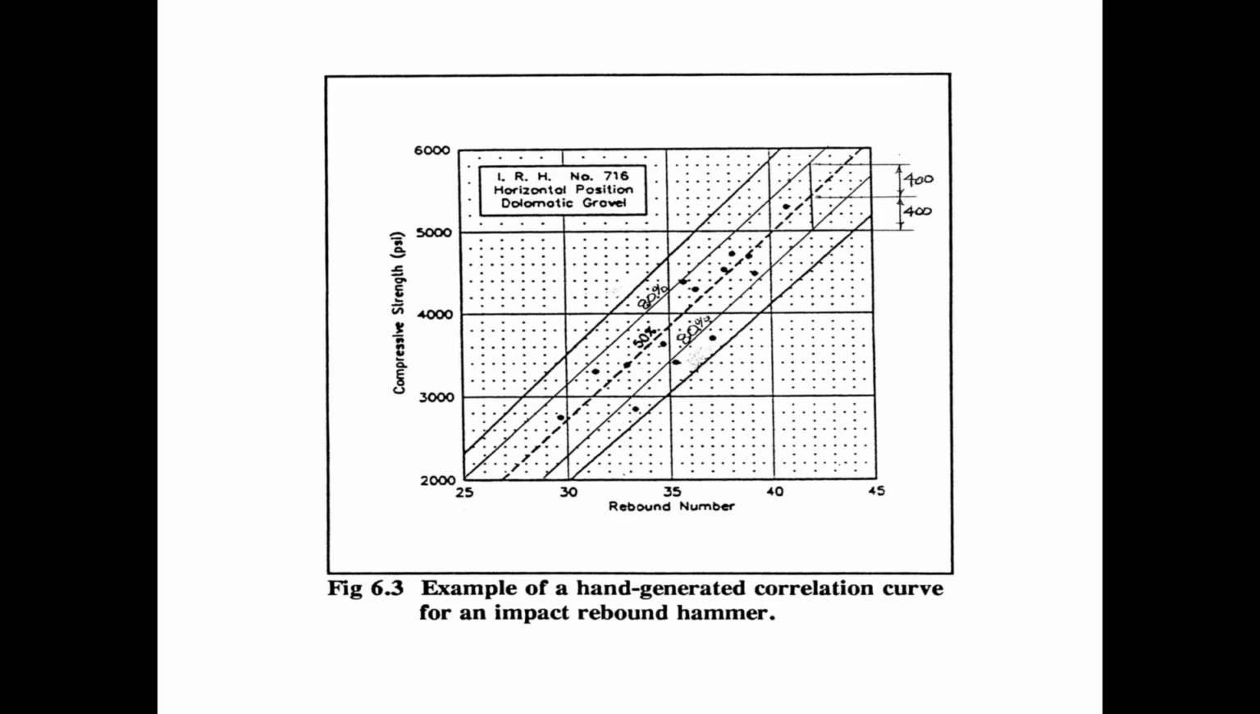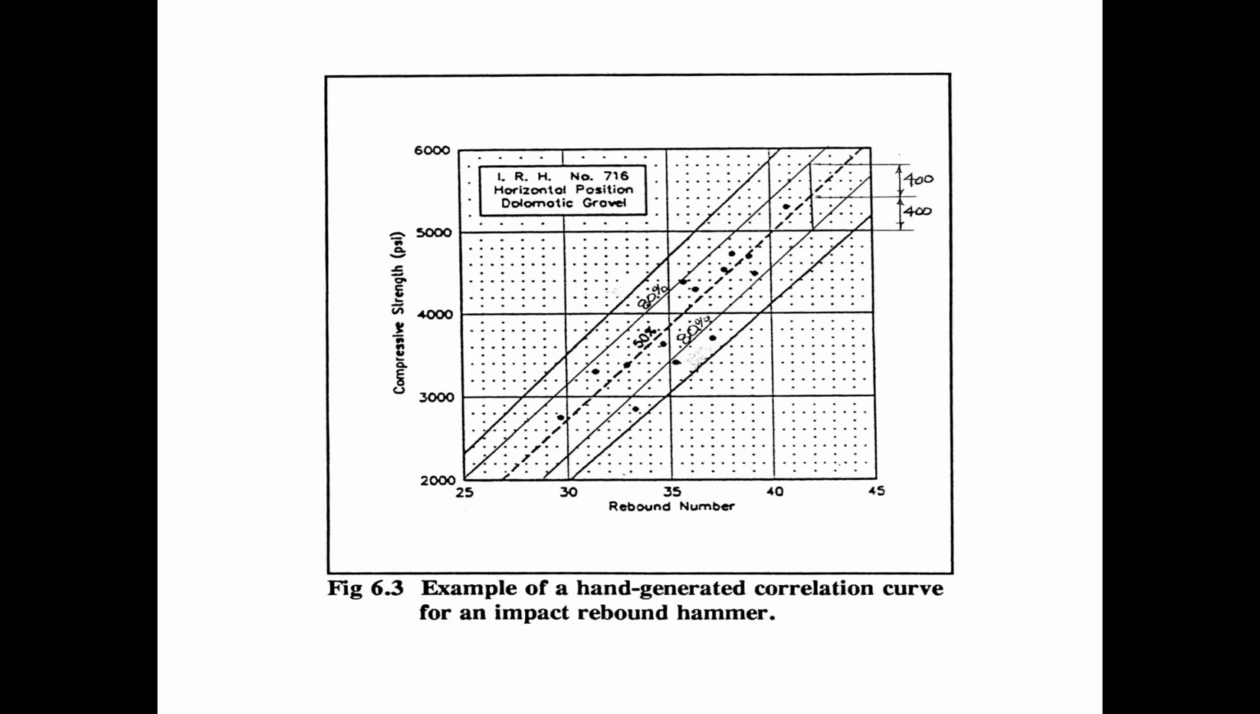So going back to our rebound number of 35, if we go up to that lower 95% confidence limit line, we get a compressive strength reading of 3,000 psi, maybe just a little bit over 3,000 psi. So what that's telling us is that we're 95% confident that at a rebound number of 35, that concrete is at least 3,000 psi in strength. 95% confident. There's only a 5% chance that it's less than 3,000 psi. All right, so that's the kind of confidence we want to have in our values.